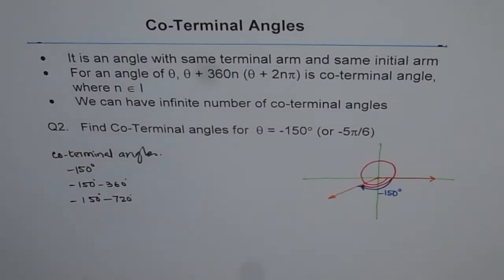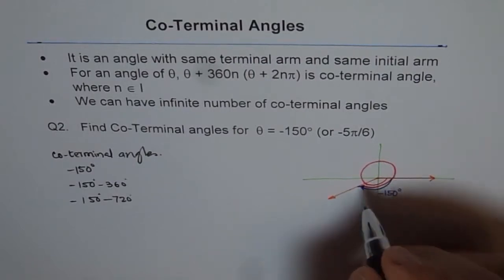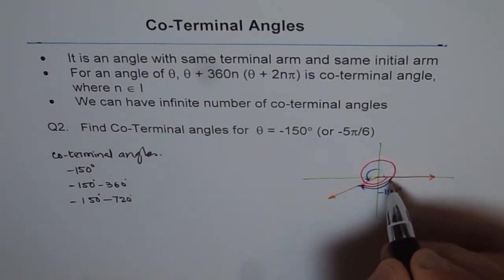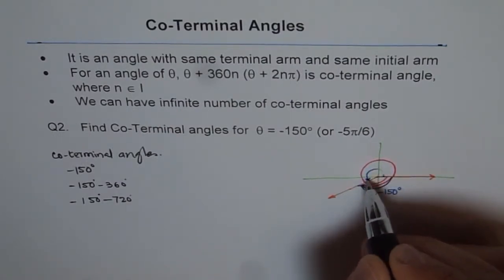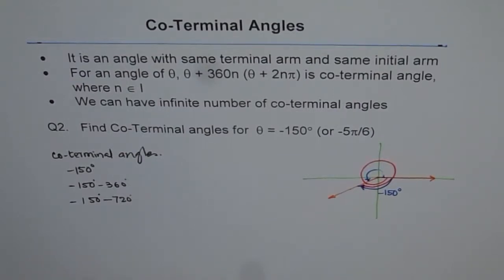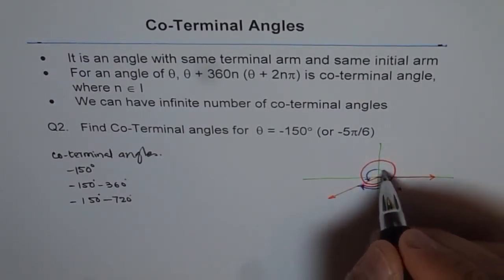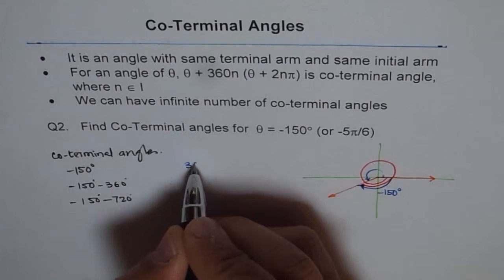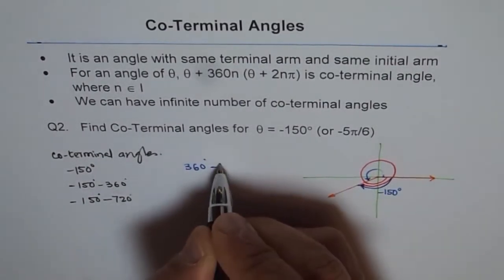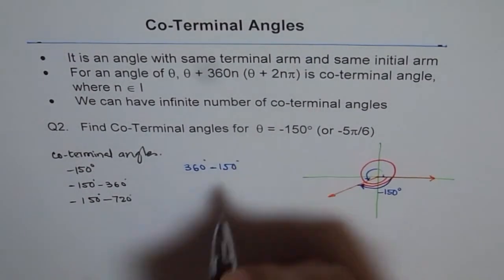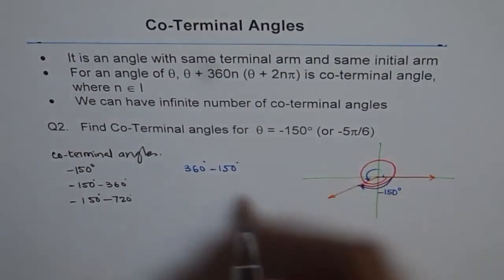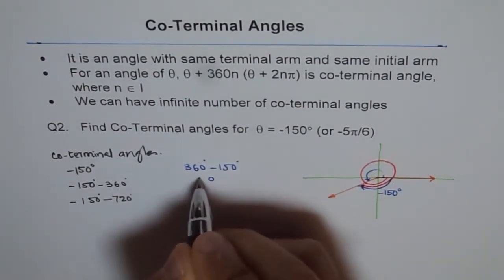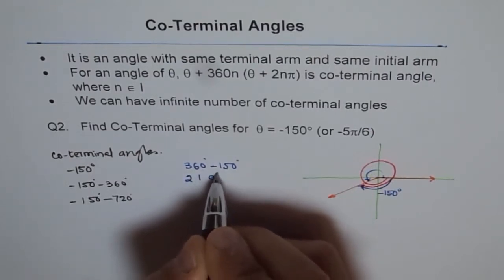Or what we could do is we could go anti-clockwise. So we can go like this. So that is, again, a coterminal angle. We are starting with the same initial arm and landing on the terminal arm, right? So that will be how much? Total is 360, out of which 150 is taken off, right? So the first one will be 360 degrees minus 150 degrees, correct? So that will be this arm, right? So 360 minus 150 will give us 210 degrees.